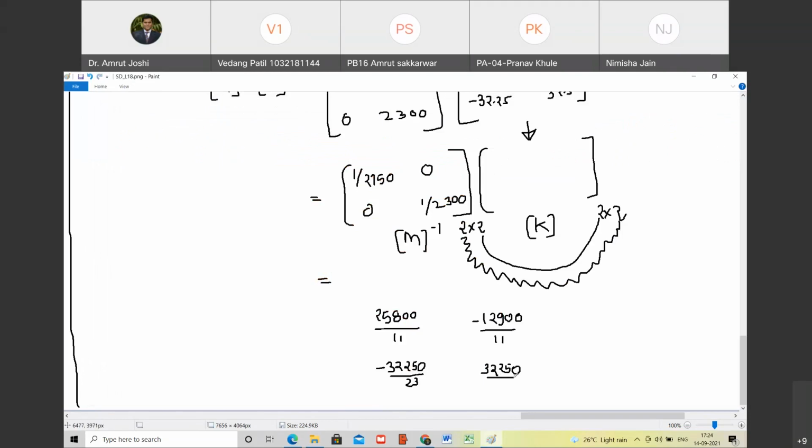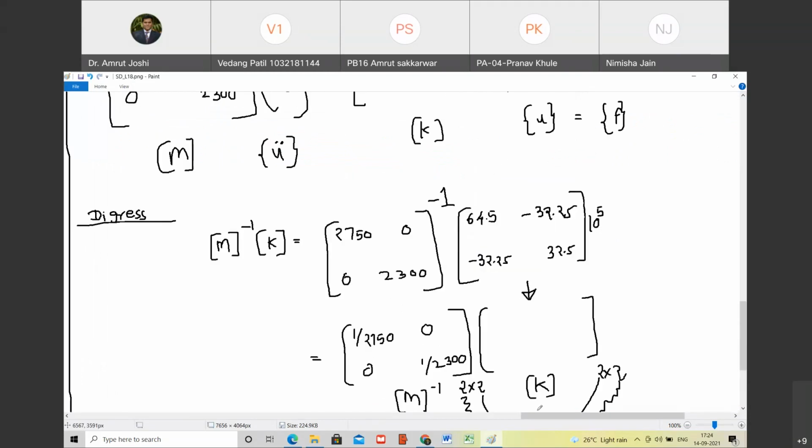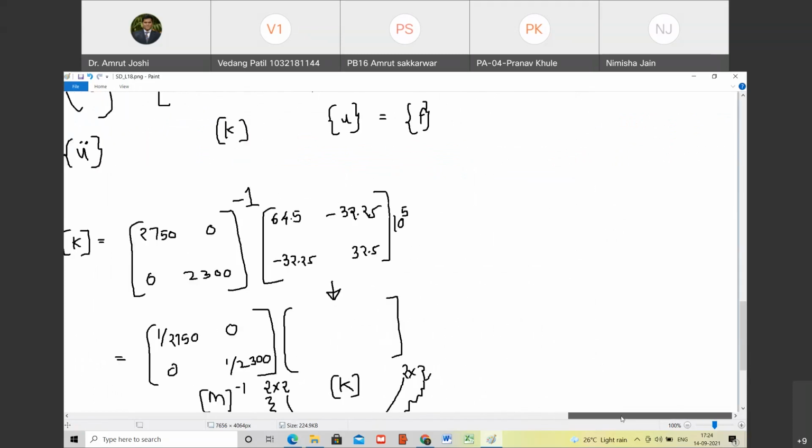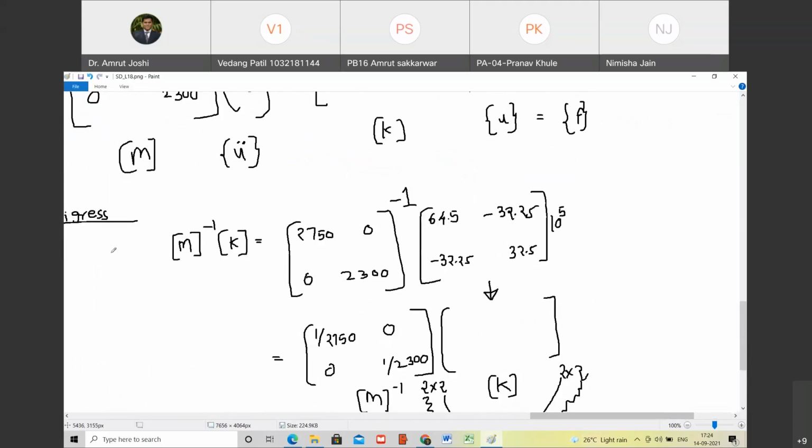32250 by 23. Okay? Now I am going to find out the eigenvalues of this matrix M inverse K. What am I going to do? Tell me. This matrix M inverse K, temporarily let us call it the A matrix. Are you with me?